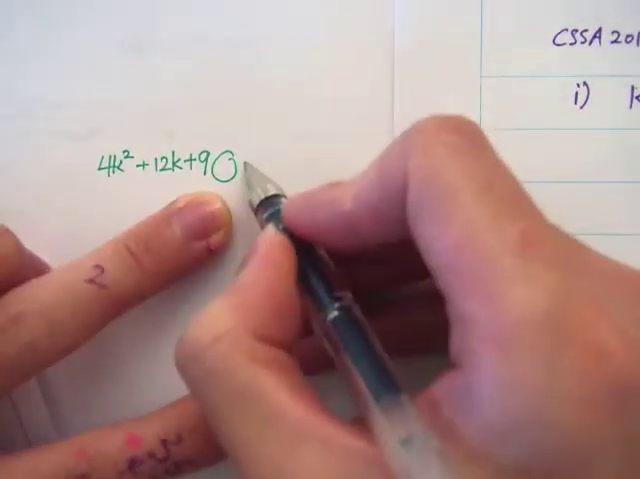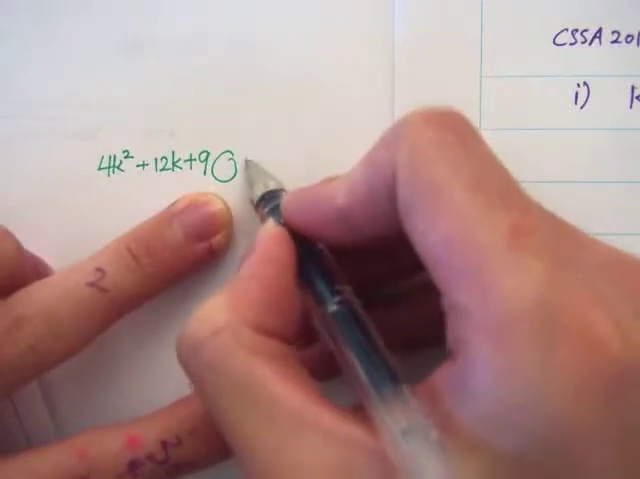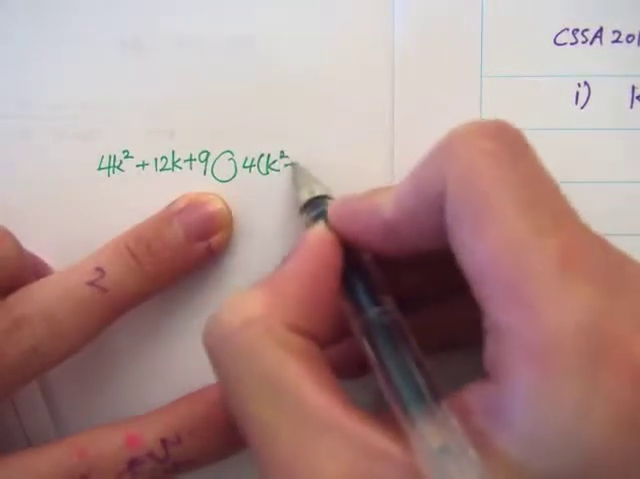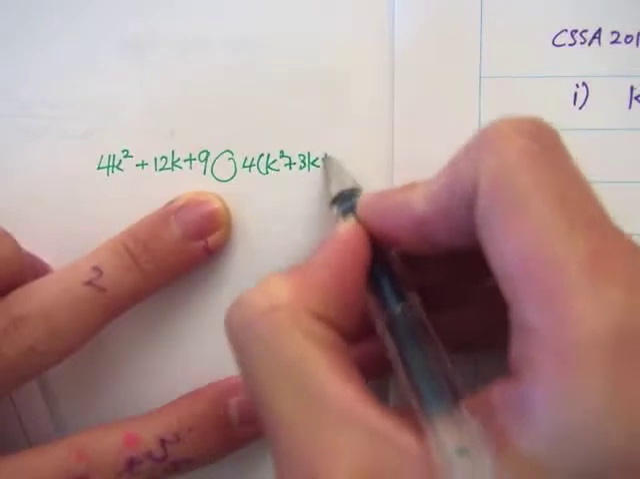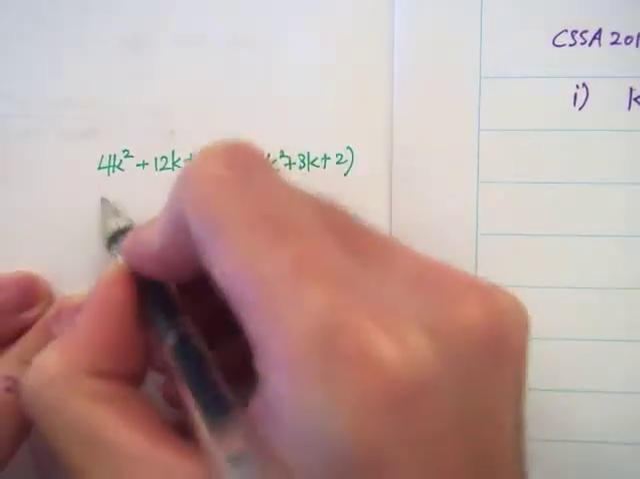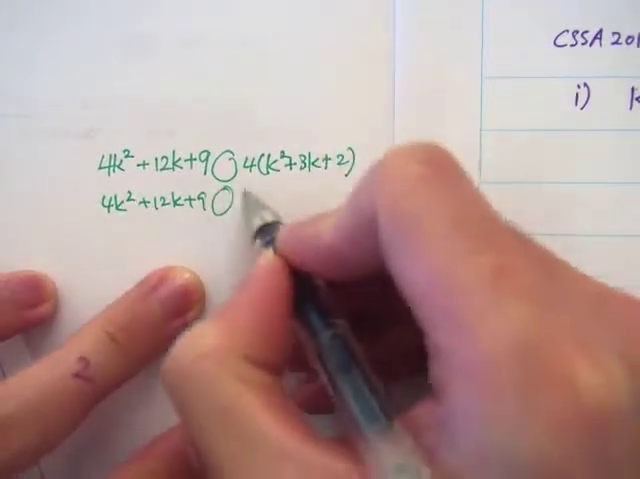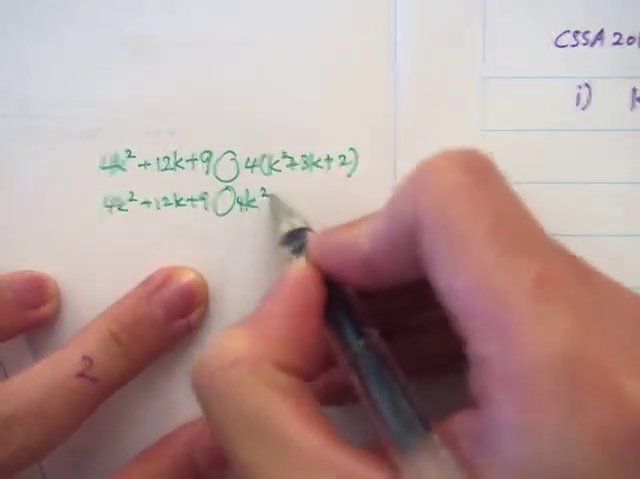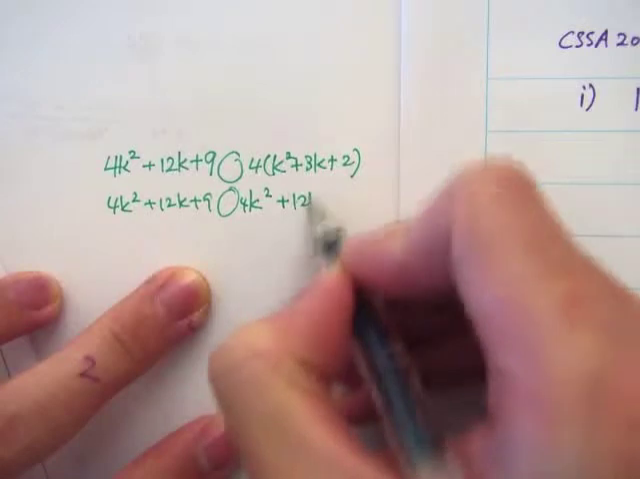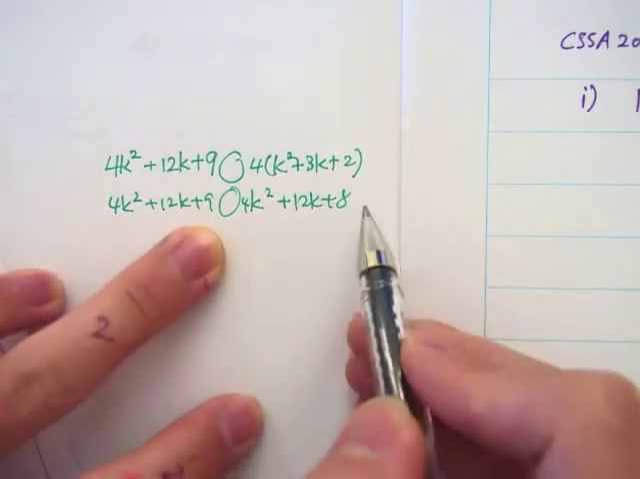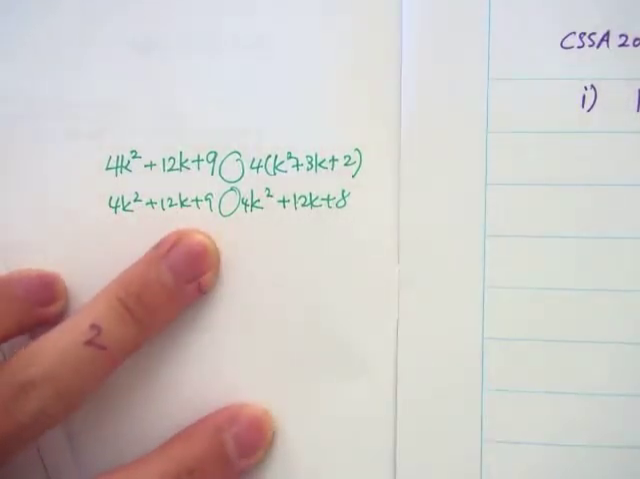Okay, and then you go, oh right, let's square that. So it's 4 outside of k squared plus 3k plus 2, which is the same as saying 4k squared plus 12k plus 8. Well, come on, 9 is greater than 8. So, is your proof done?